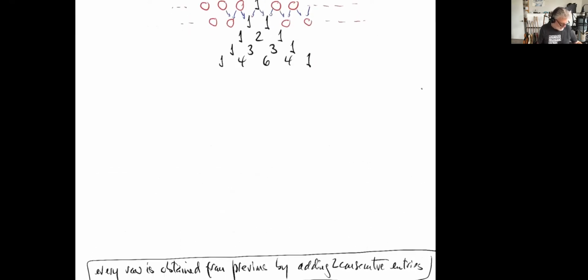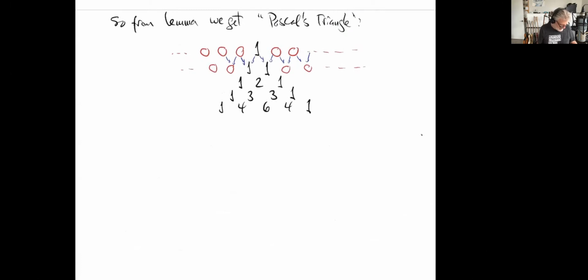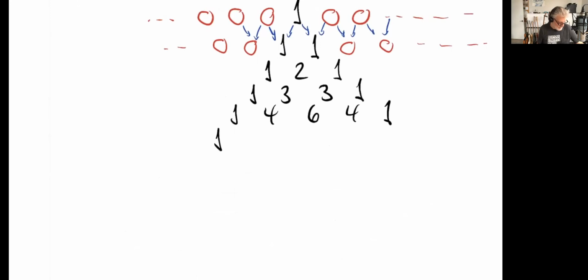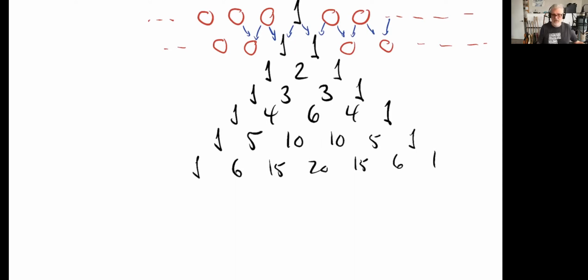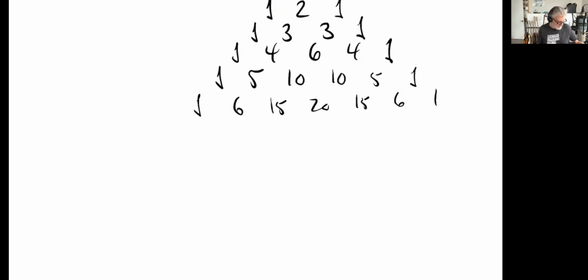Okay, so next 1, 5, 10, 10, 5, 1, 1, 6, 15. You see, I mean, this is easy. So when I say you can do this for small values, you can see you can go up to 10, 12 very, very quickly, right?